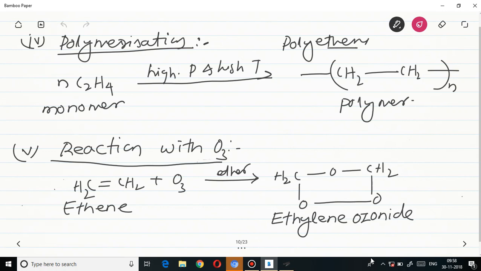Now here, the reaction with ozone. If you take ethene and react that compound with ozone in the presence of ether, this compound will be prepared, known as ethylene ozonide. You break the double bond, put an oxygen here, and another two oxygens will be linked like this, known as ethylene ozonide. The name of the compound plus ozonide.